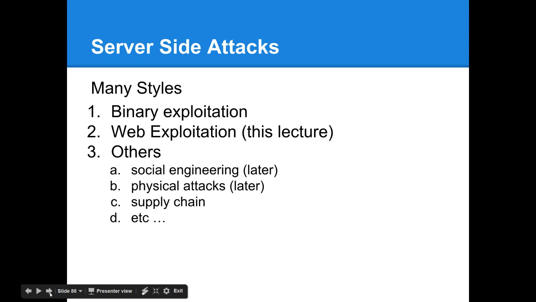So server-side attacks come in many styles outside of the OWASP category, and includes binary exploitation, which we've covered some of this so far. Binary exploitation of web servers has declined over the years as they've become more secure. It used to be much more common to find exploits for web servers such as Apache in the wild. This is much more rare nowadays. And web exploitation, which is, again, web application hacking. And finally, there are obviously other styles involving social engineering, which can target admins, physical attacks, and targeting data centers, supply chain, and etc.